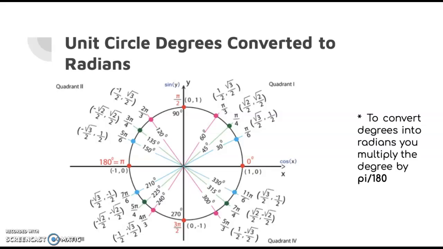So first, you want to use a unit circle to convert the degrees into radians, and to do that, you have to multiply the degrees by pi over 180. So we'll be using the red points here: 0, 90, 180, 270, and 360. Those are the 5 points that we will be graphing later on.